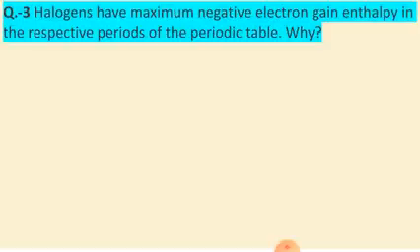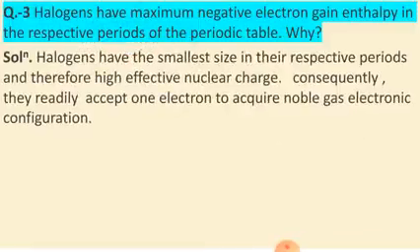Now dear students, question number three. Halogens have maximum negative electron gain enthalpy in the respective periods of the periodic table. Why? I also told you this, but here write the answer like this. Halogens have the smallest size in their respective periods and therefore high effective nuclear charge. Here effective nuclear charge means the effect of the nucleus, that is protons. Consequently, they readily accept one electron to acquire a stable noble gas electronic configuration. So this is your answer for this question.